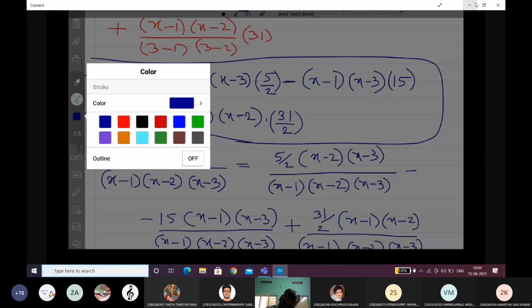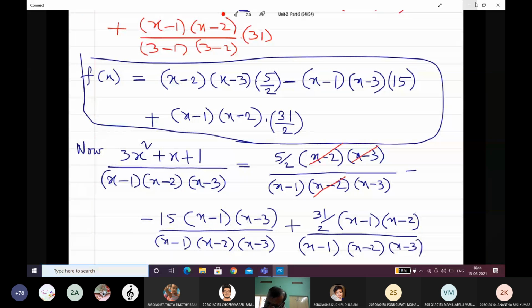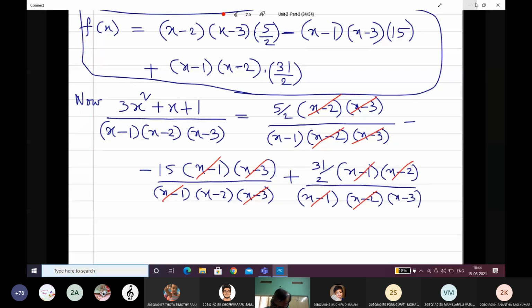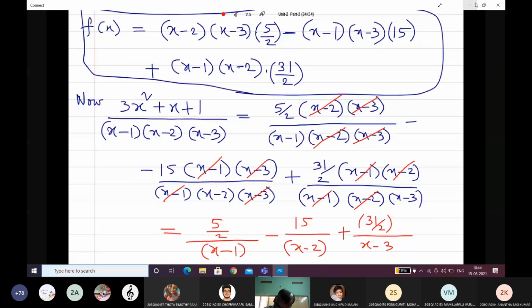Now we have to strike out the common terms from numerator and denominator. Here is x minus 2, x minus 2, x minus 3, x minus 3. Here is x minus 1, x minus 1, x minus 3, x minus 3. Here is x minus 1, x minus 1, x minus 2, x minus 3. And what is the remaining part? That is equal to only 5 by 2 by x minus 1 minus 15 by x minus 2 plus 31 by 2 by x minus 3.